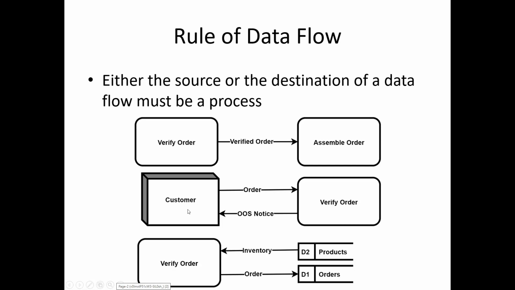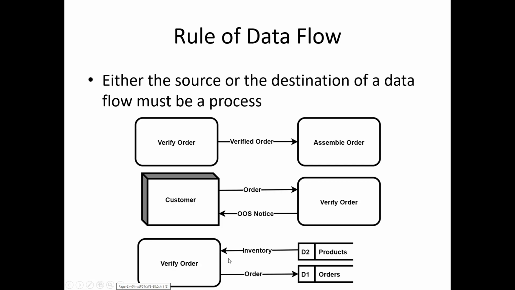And we have another example. In this example, we have communications between an external entity and a process. Here a customer may submit orders to this process, and then this process may give feedback information to this customer, for example, an out of stock notice.